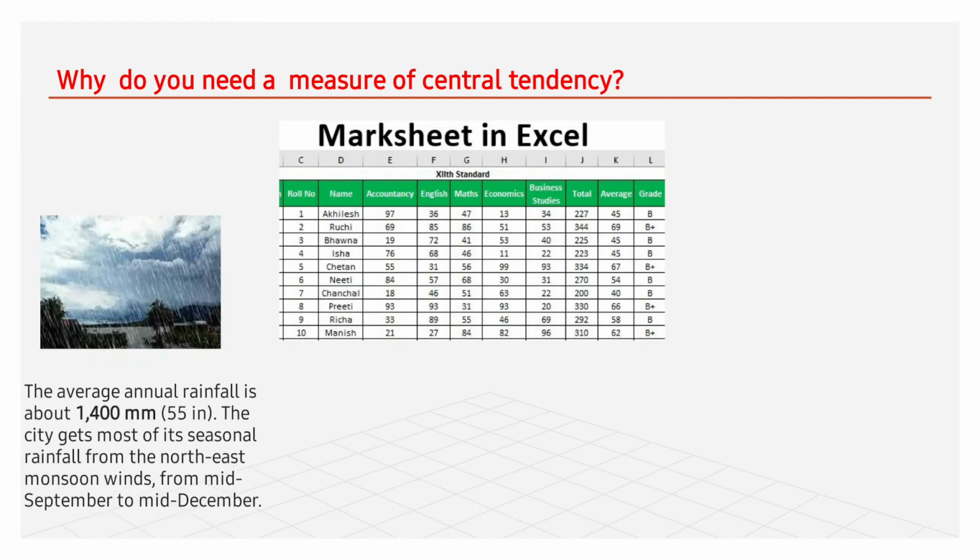So this data gives the average rainfall in Chennai in monsoon, 1400 millimeter. With this data, the government can predict and take precautionary measures. The average rainfall will be around 1400 millimeter, maybe little less or little more, but with the data, the government can take precautionary measures to prevent disasters.